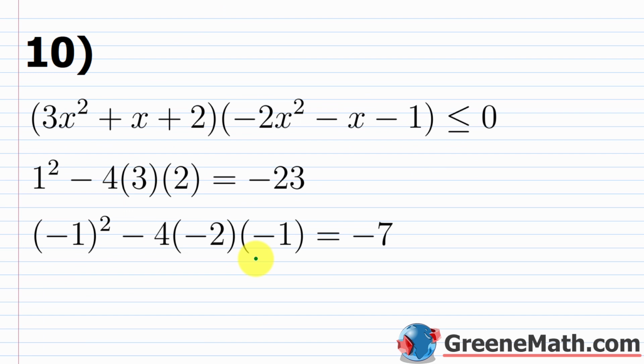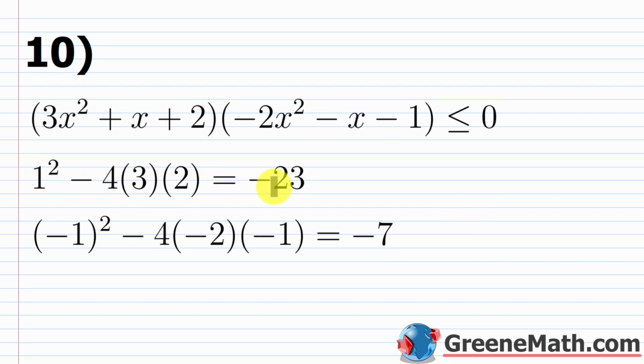All right, for problem 10, we have the quantity 3x squared plus x plus 2 times the quantity -2x squared minus x minus 1. This is less than or equal to 0. So again, if you see something like this, you have this quadratic here and this quadratic here, I would check them to see if you're going to get non-real complex zeros, and in each case you're going to.